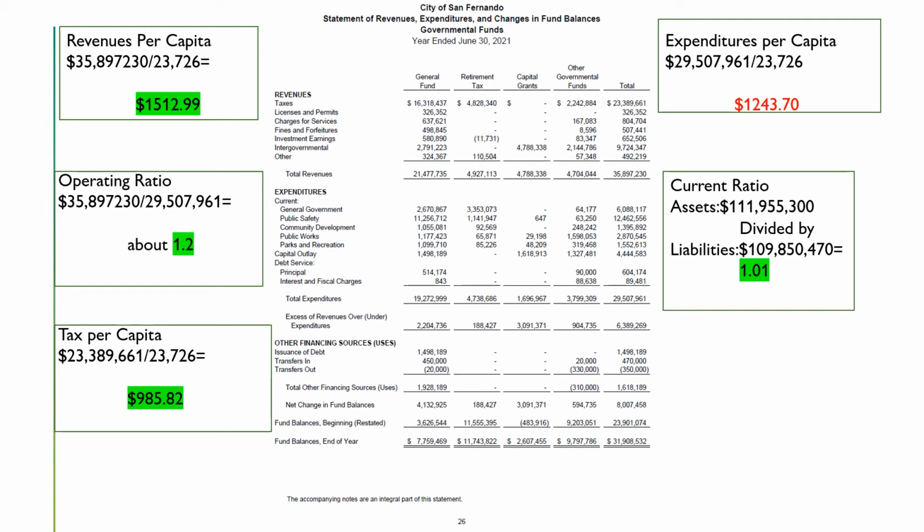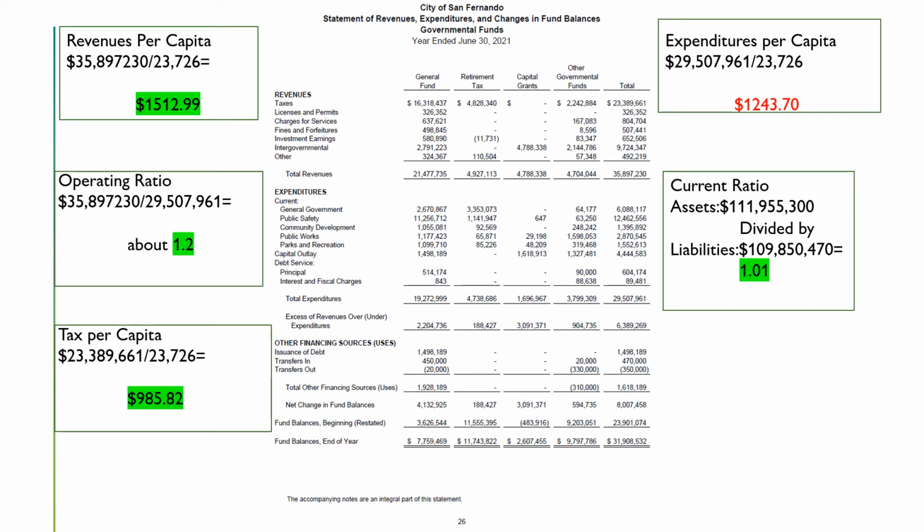Next, we will be looking at the current ratio. That one is a good measure, by the current assets divided by the current liabilities. As you can see, the assets are divided by the liabilities, and we have a ratio of 1.01. This is an estimate due to rounding up, and being positive, that is a good sign.